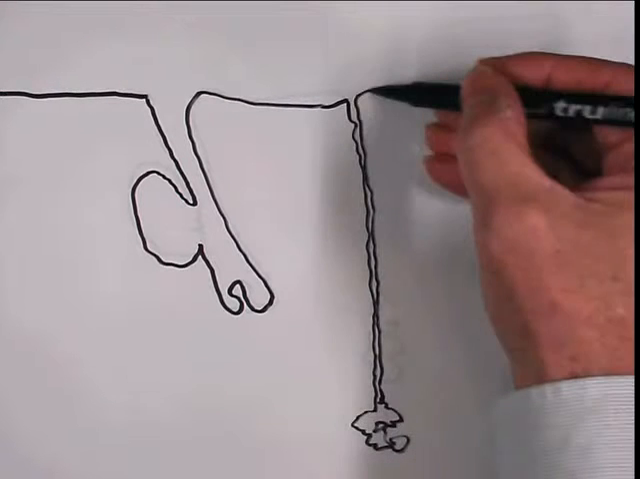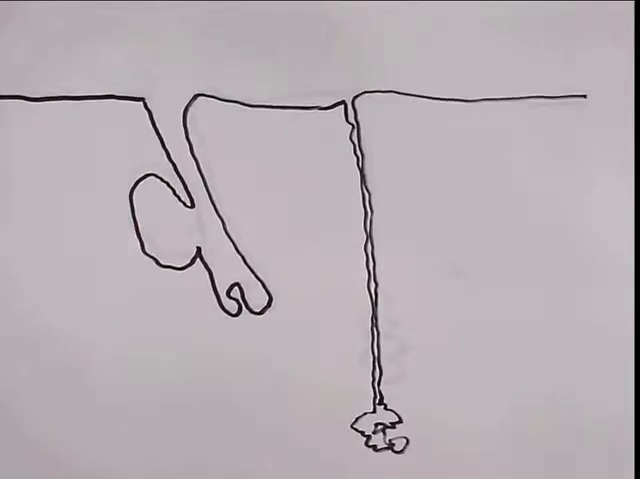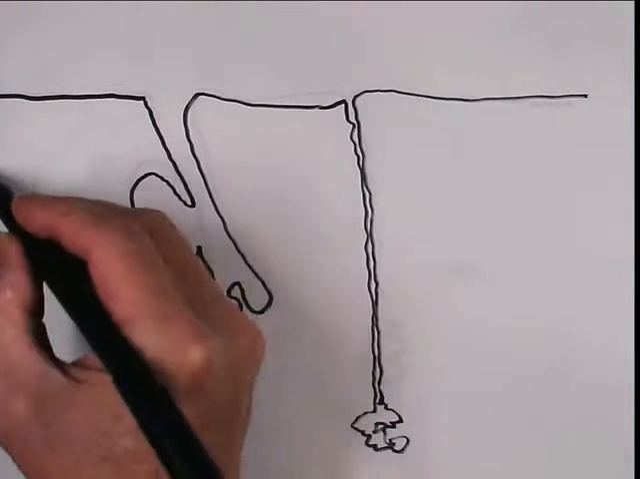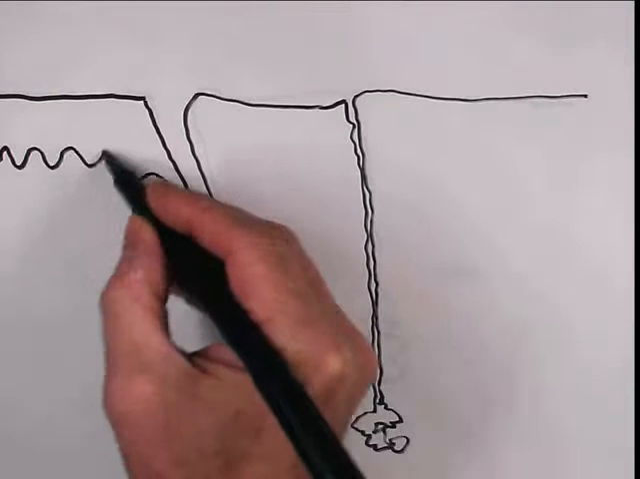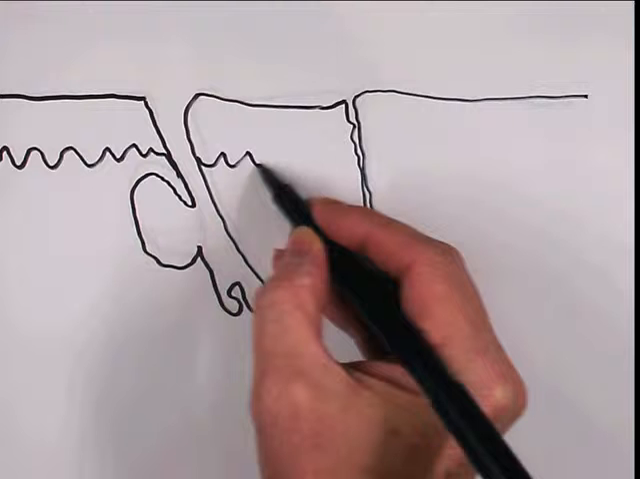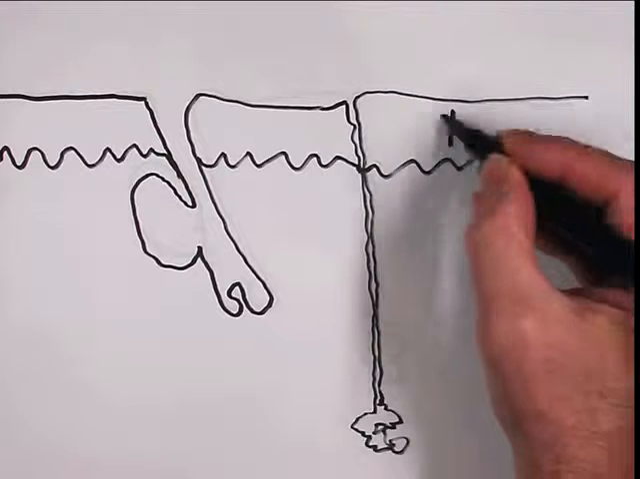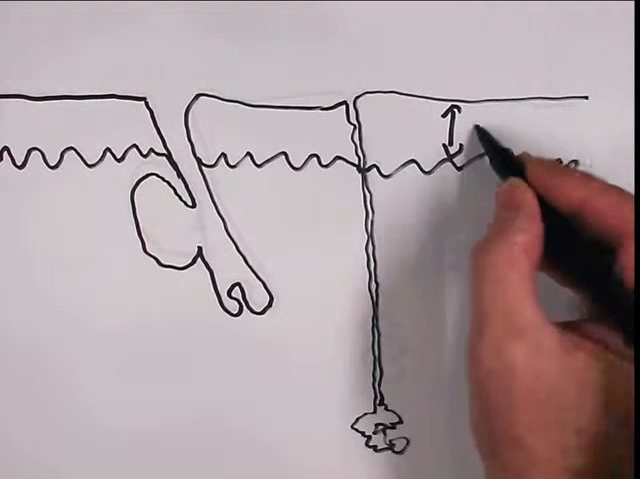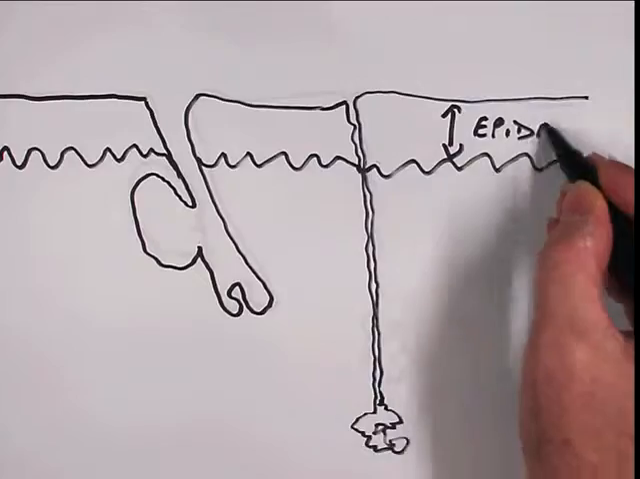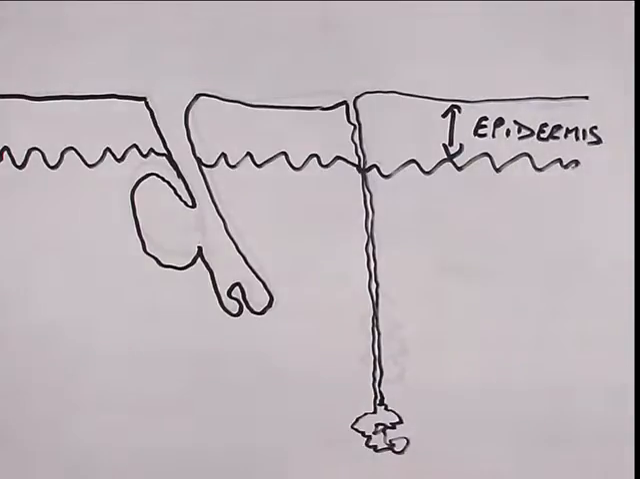Okay, so what we have here is the sort of summary outline, and I'll just add some more stuff on in a minute. In the upper part of the skin, this region here is the epidermis, which is effectively the epithelium of the skin. And this is a stratified, squamous, keratinized epithelium. And we'll look at the details of the epidermis in a moment.